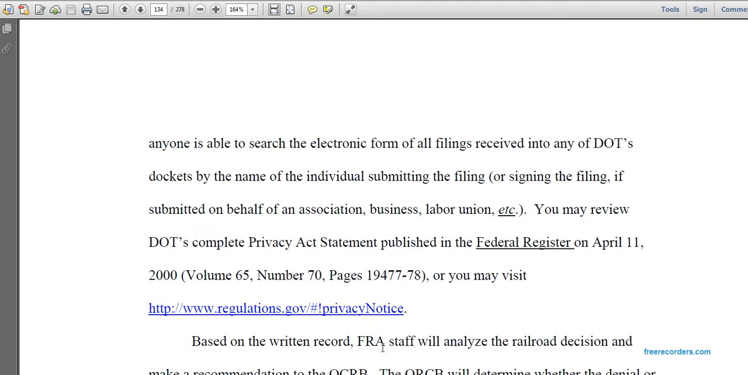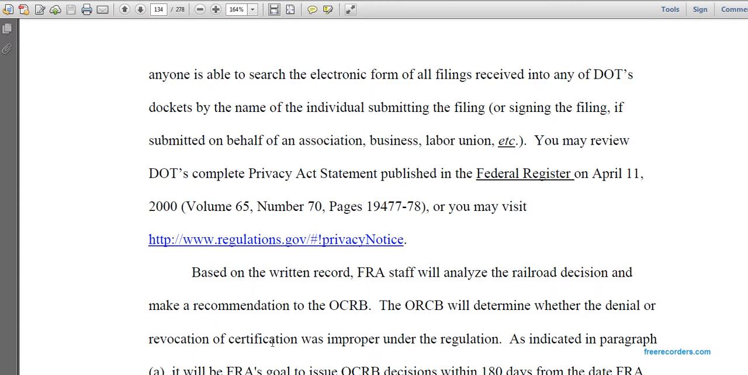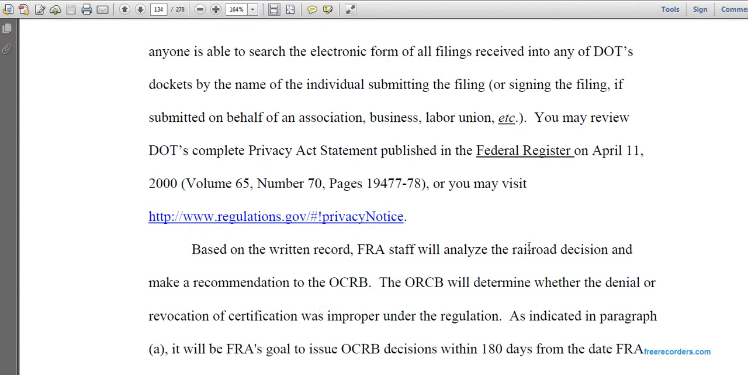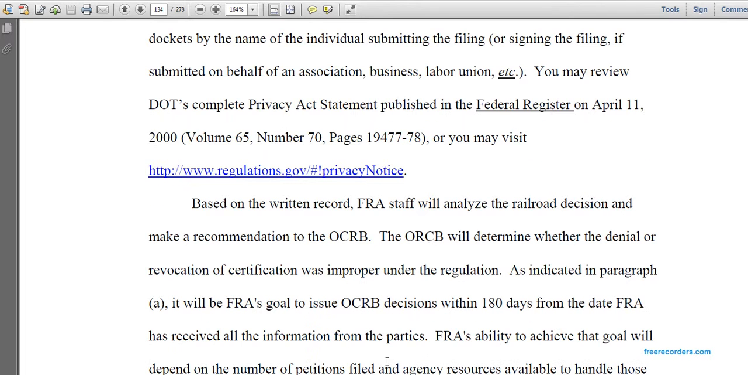You may visit regulations.gov and look under the privacy notice. Based on the written record, the FRA will analyze the railroad decision and make recommendations to the Operating Crew Review Board. The Operating Crew Review Board will determine whether the denial, revocation, or certification was improper under the regulation. As indicated in the paragraph, it will be the Federal Railroad Administration's goal to issue the Operating Crew Review Board decision within 180 days of the FRA having received all information from the parties.